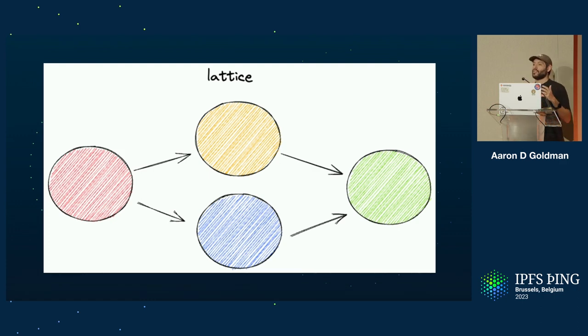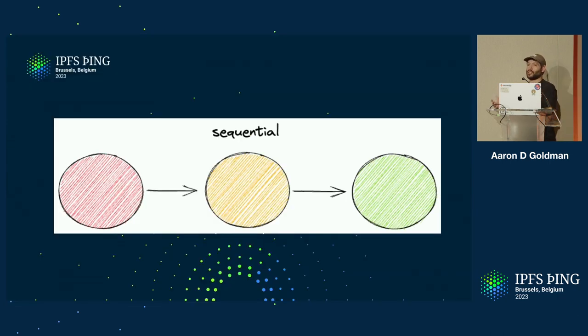And in databases, there is a whole set of things that you can do in CRDTs in this fork and merge model. And there's a whole bunch of things that you can only get if you have a strict sequential model. So databases have talked about consistency for a long time.